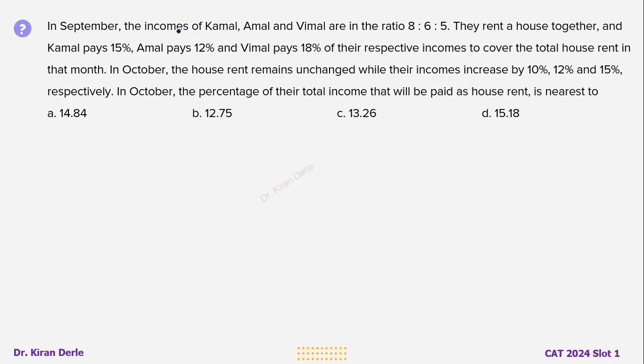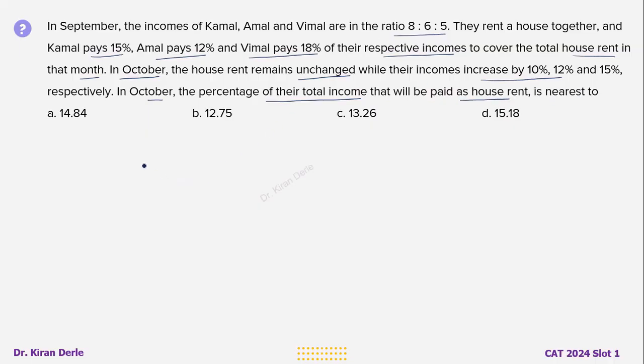In September, the incomes of Kamal, Amal and Vimal are in the ratio 8 is to 6 is to 5. They rent a house together and Kamal pays 15%, Amal pays 12%, and Vimal pays 18% of their respective incomes to cover the total house rent in that month. Fine. So out of this income, they have paid some amount of money as house rent. In October, the house rent remains unchanged while their incomes increase by this. In October, the percentage of their total income that will be paid as house rent is nearest to what?